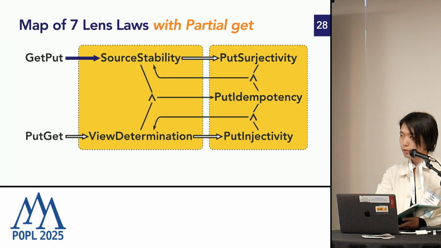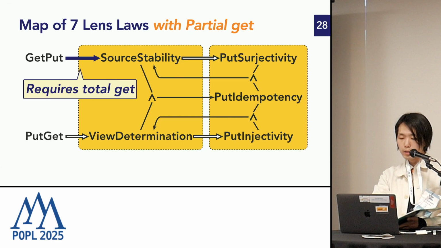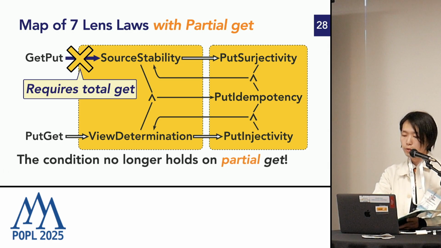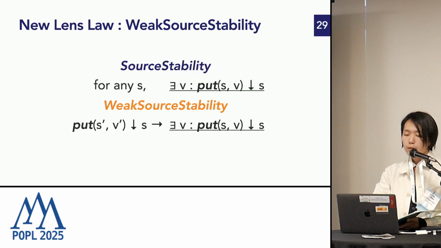This is the same map I showed just now, but the implication from GetPut to source stability requires the get function to be total. Therefore, when we consider the case where both get and put functions are partial, the similar conditions as Fischer et al. do not hold. To remedy this problem, we introduce a new lens law named weak source stability. As the name implies, the new lens law is a weakened version of source stability.